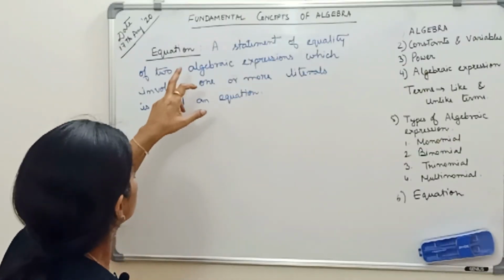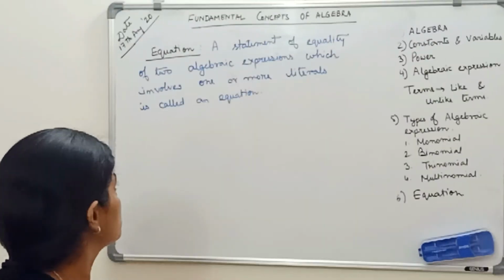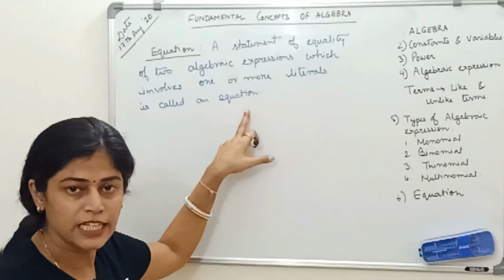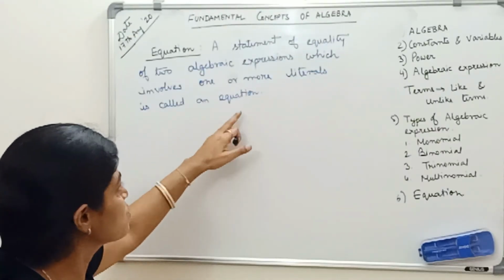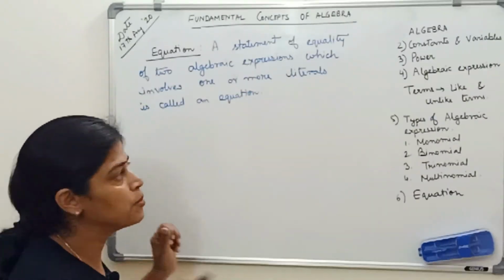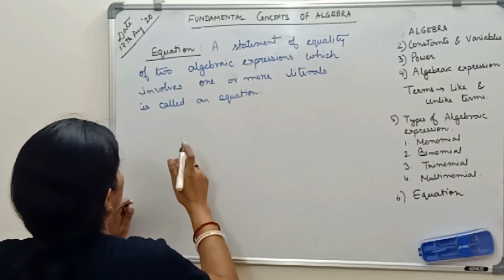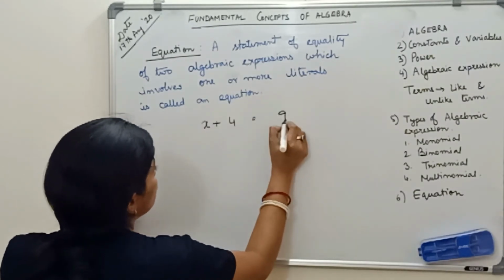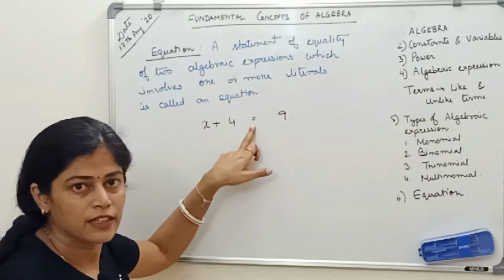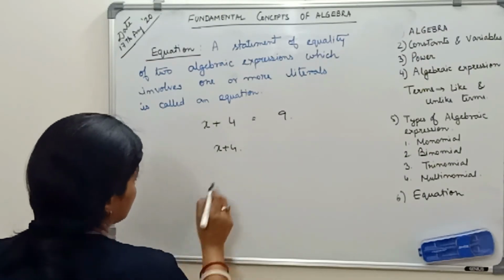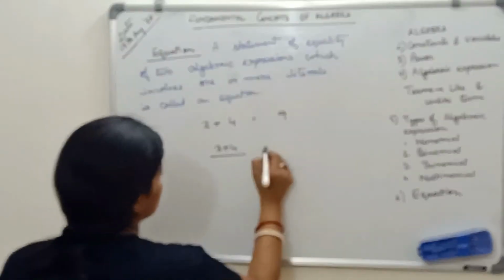Now coming to an equation. A statement of equality of 2 algebraic expressions which involves one or more literals is called an equation. What is the difference between equation and expression? There is an equal sign in between, meaning there is a statement of equality. Suppose I write x plus 4 is equal to 9. See here, the equal sign is coming. If I write only x plus 4, then this is an expression.